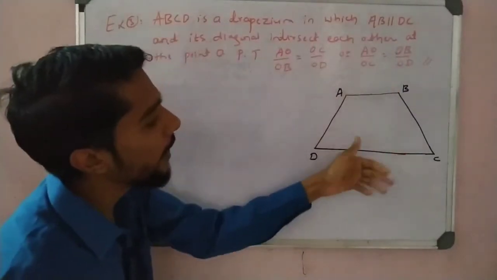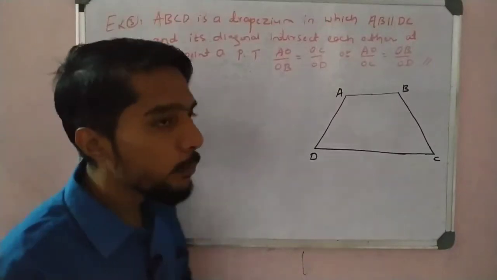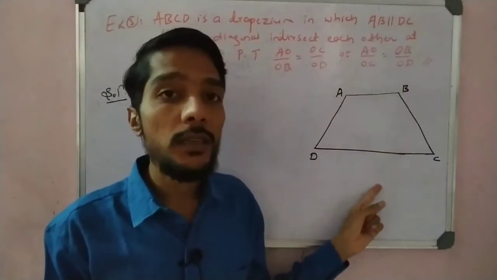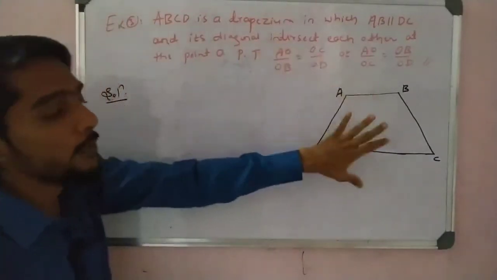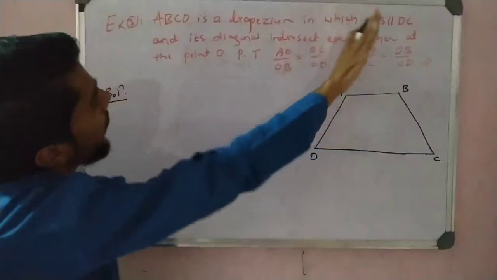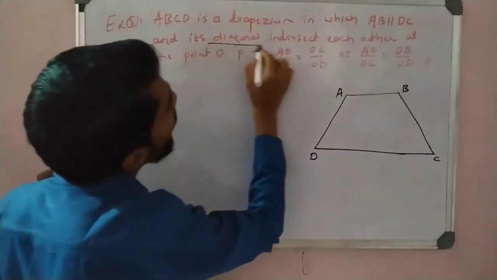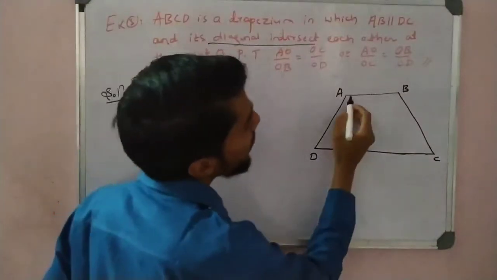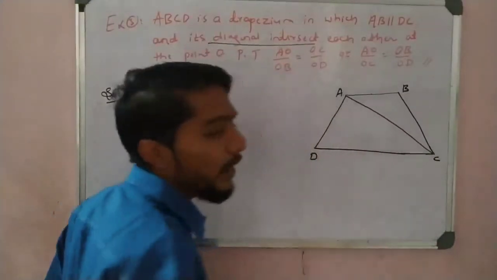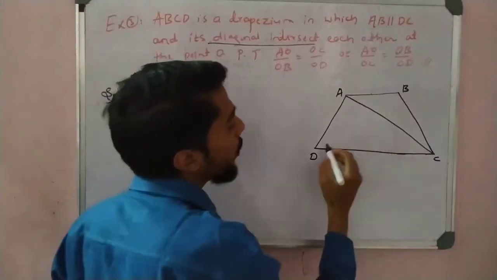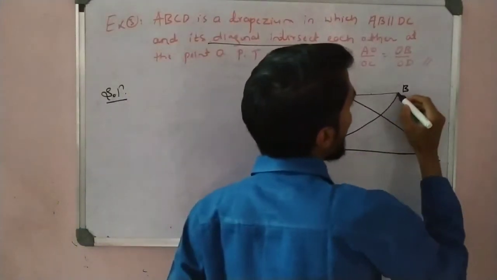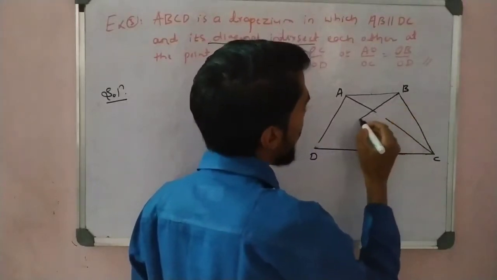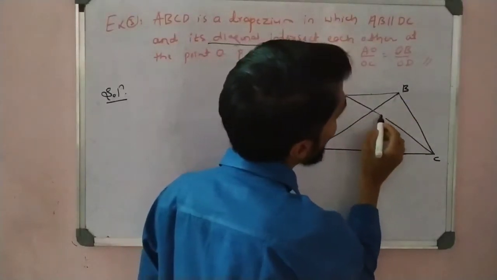You have to remember AB parallel to DC. If they say prove that the given ABCD is a trapezium, then you have to prove AB parallel to DC. But here they have already given that it is a trapezium, so this is given, no problem. Its diagonals intersect. So what is a diagonal? Opposite vertices joining. If I join AC, this is called a diagonal, and if I join BD, this is also a diagonal. They cross like this.